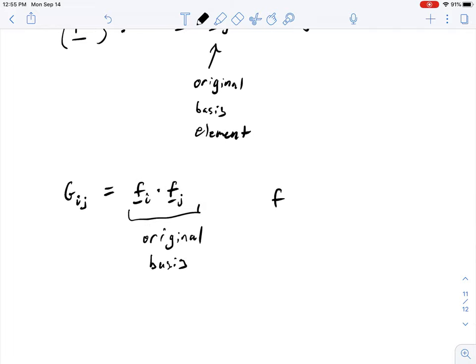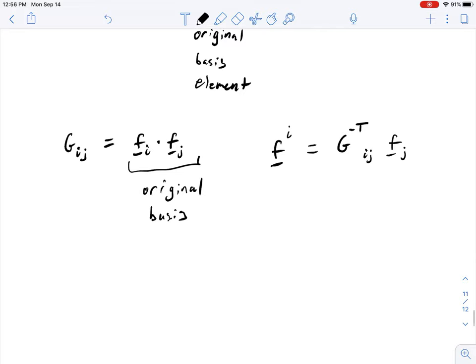then we were able to calculate Fⁱ. So the ith element of the reciprocal basis is equal to G inverse transpose ij times the jth element of the original basis. We had shown that a few lectures back.